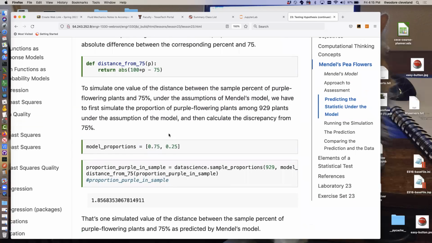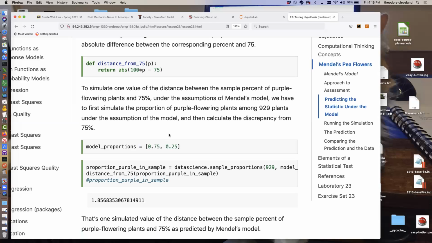So first we start by defining a function. And now we're actually getting silly with our function naming. This is probably the best named function in the history of functions. So the name of the function is distance from 75. The excellent function, unless you're trying to find the distance from 50, in which case you need a different name. And it's just returning the absolute value of 100 times whatever proportion we provided minus 75.